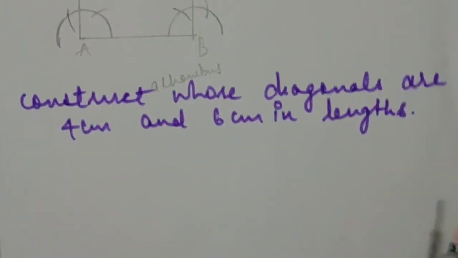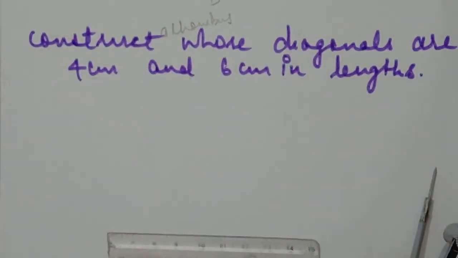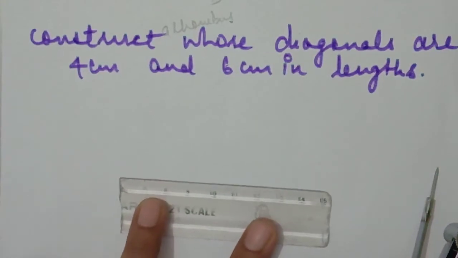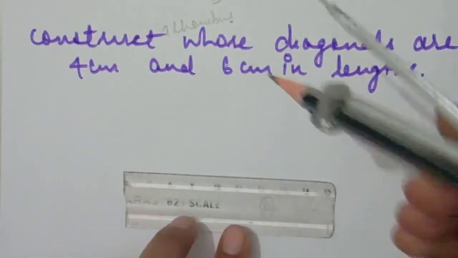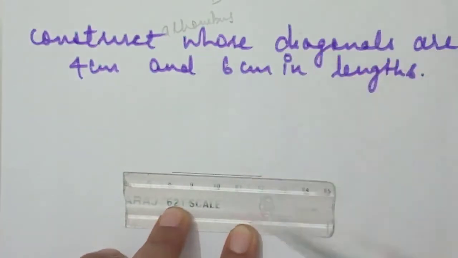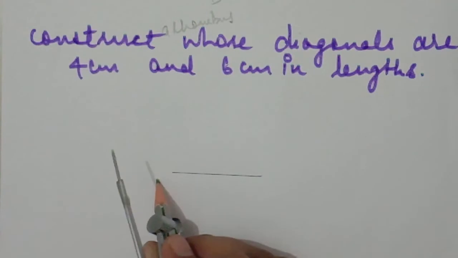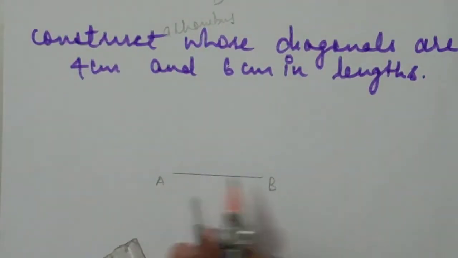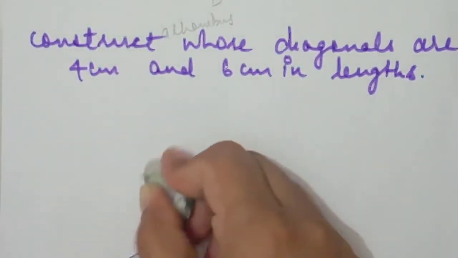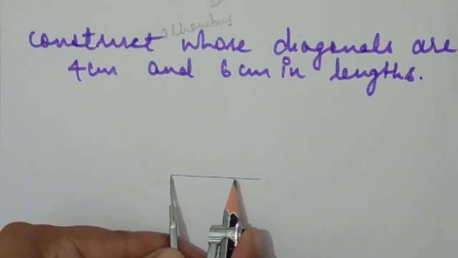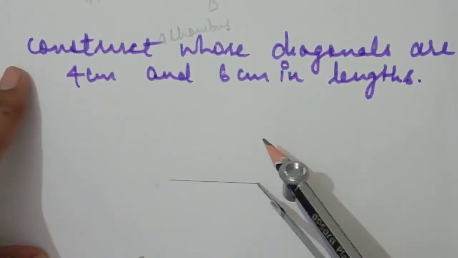So first of all, we have to take a first diagonal here with 4 centimeter. So we will draw 1, 2, 3 and 4 centimeter. This is our 4 centimeter. We will mark it as A, B. Correct. This is our diagonal, but we know that it is not A, B, because it is diagonal. So the second step is we have to draw the perpendicular bisector of this given diagonal.